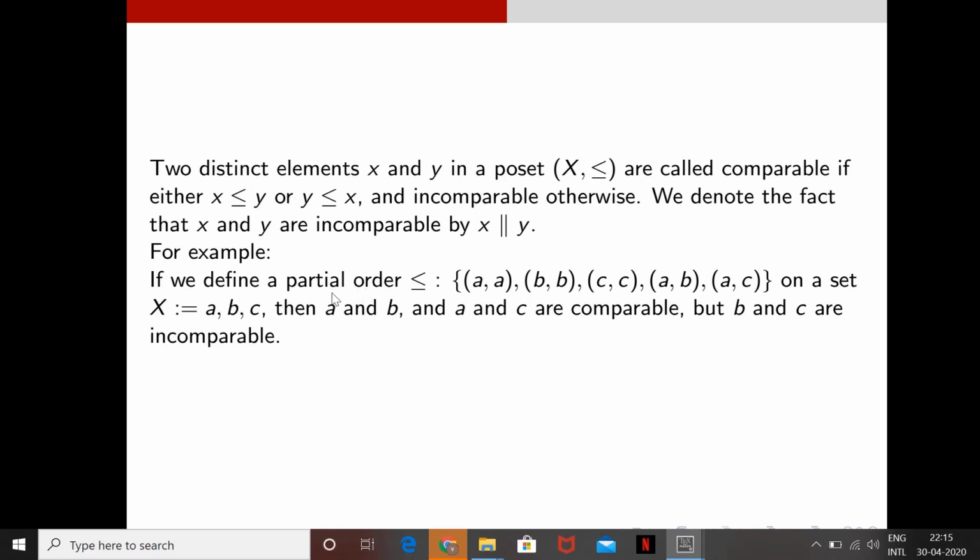For example, if we define a partial order {(a,a), (b,b), (c,c), (a,b), (a,c)} on a set X = {a, b, c}, then a and b, and a and c are comparable. As you can see, there is a relation between a and b and between a and c, but there is no relation between b and c, so they will be incomparable.